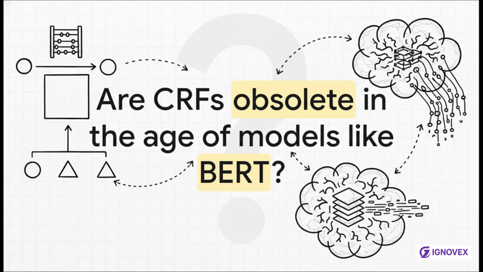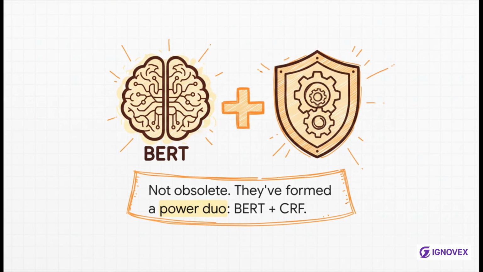So yeah, let's just ask it straight up. In today's world of massive neural networks, is there still a place for these more structured, almost rule-based models? And the answer is a huge no. They're not obsolete, not even close. In fact, they've teamed up to form one of the most effective partnerships in modern AI. We're talking about the BERT plus CRF power duo.